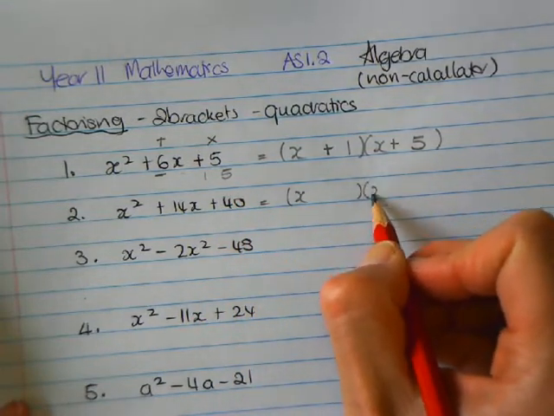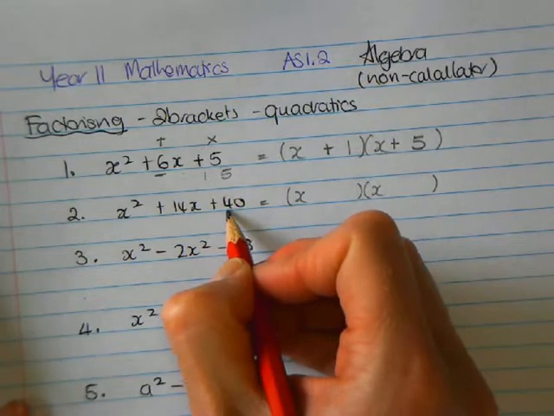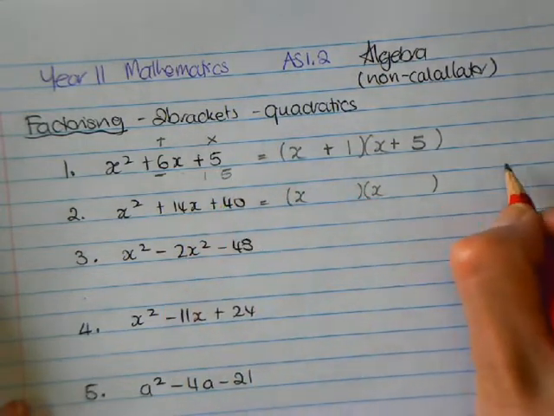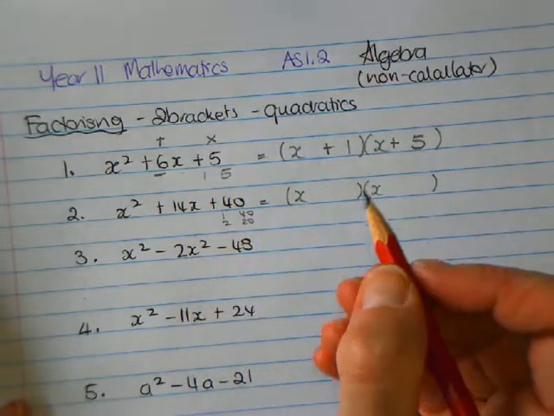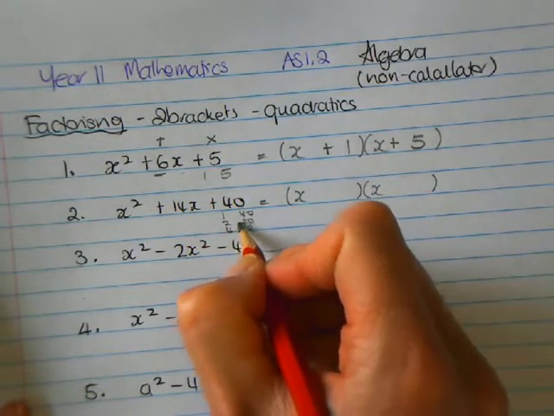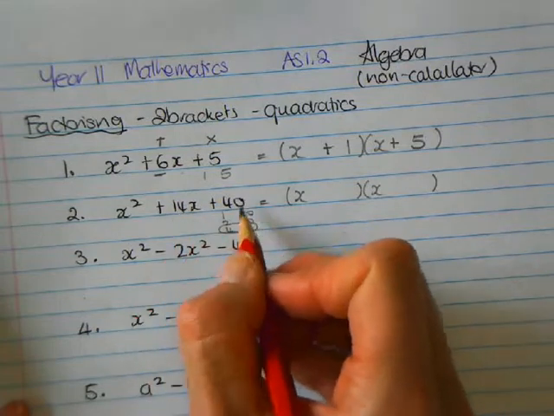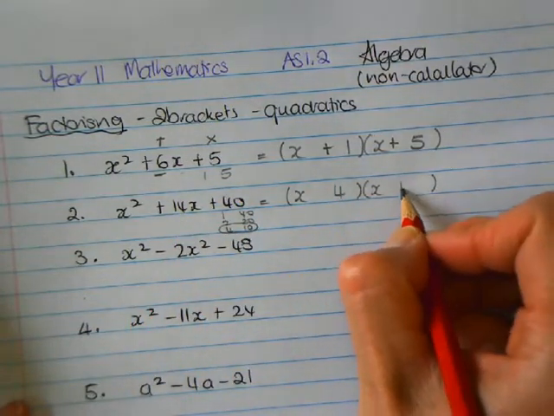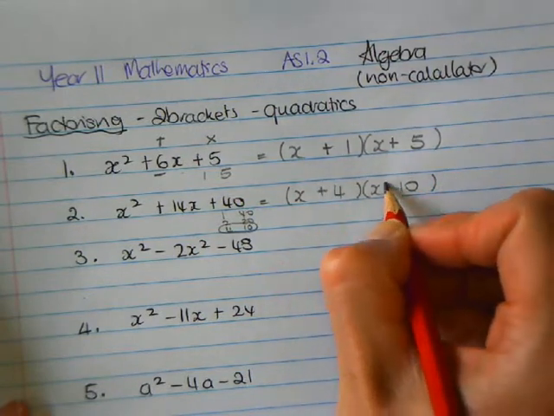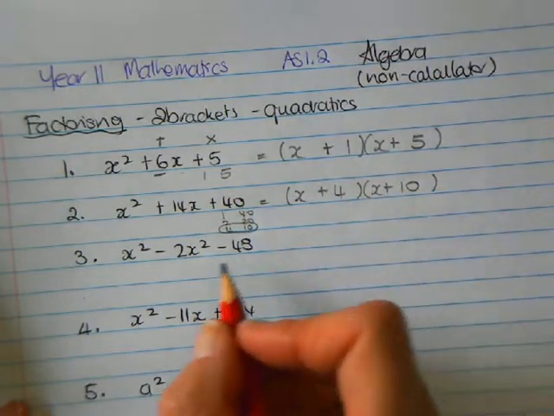Write your double brackets and concentrate here on the factors of 40. We've got 1 and 40, 2 and 20, 3 doesn't go, 4 and 10. I can stop there because 4 times 10 is 40. 4 plus 10 is 14, our middle number. So I put my 4 and 10 in there, plus 4, plus 10.